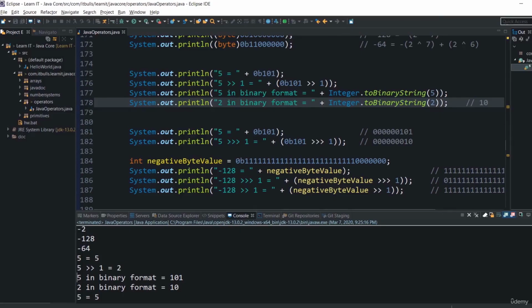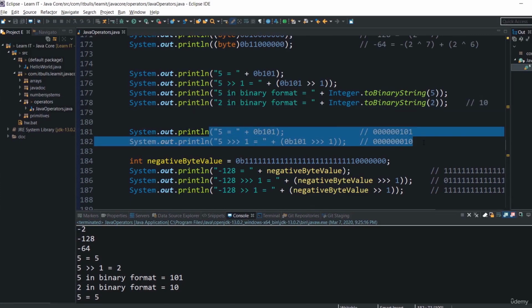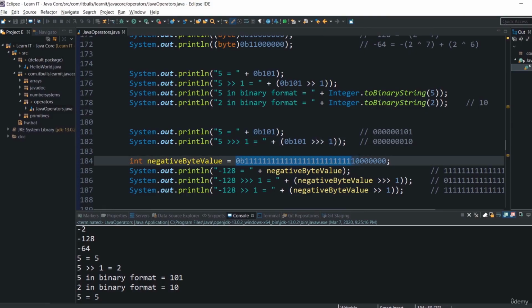But what is the difference between right shift and unsigned right shift? If we take a look at the same example, we won't see a difference. The 5 becomes 2 after shifting by 1 bit to the right. But if we take a look at an example with a negative number, we will see how the right shift and unsigned right shift operators are different. We have minus 128 here.